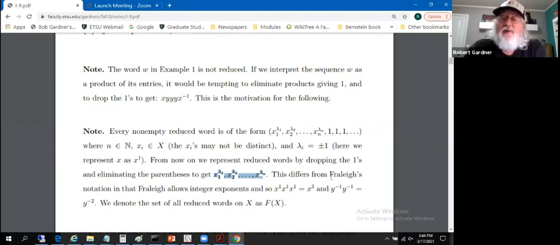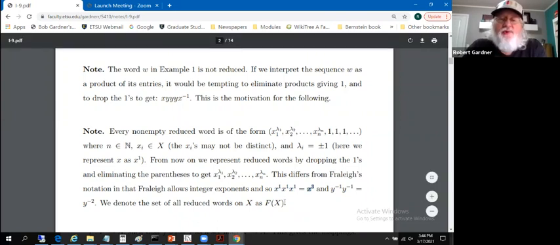Quick little comment, if you have some background in Fraleigh's book, Fraleigh allowed integer exponents. So Hungerford says we have xxx, or x to the 1, x to the 1, x to the 1. Fraleigh says we'll write that as x cubed. So we're not dealing with that notation. We've got exponents of 1 or -1, so that means repeatedly writing down symbols as opposed to collecting them together and getting integer exponents.